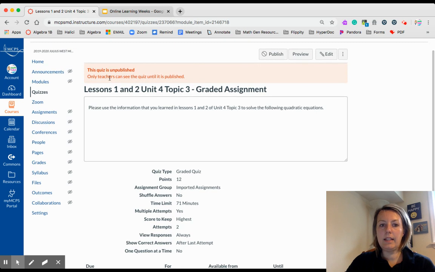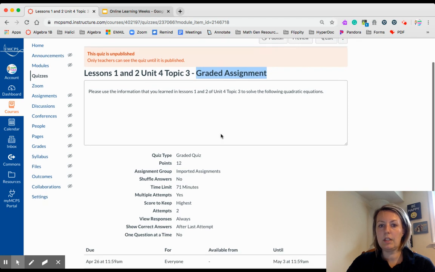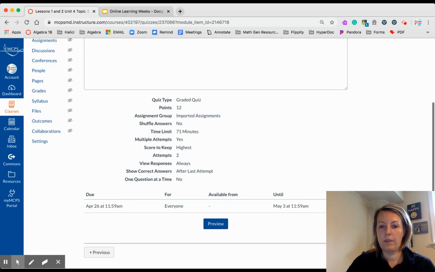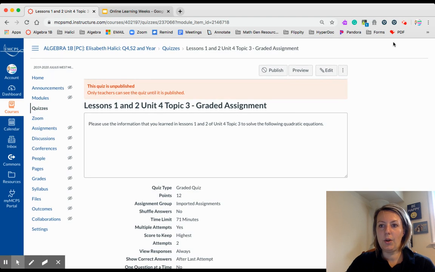And then lastly, in lesson 1 and 2, here is your graded assignment. You can see that it is labeled graded assignment, so this is going into the gradebook. It is 12 points. It is a graded quiz, but you have 2 attempts. All right, so this is all your work that you have to complete for this week.